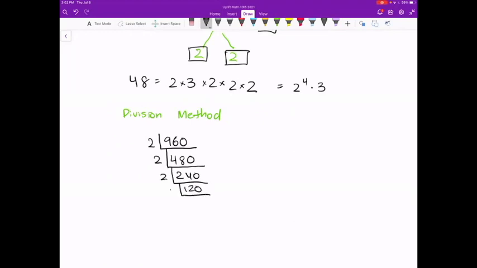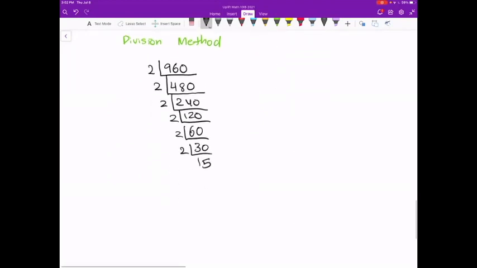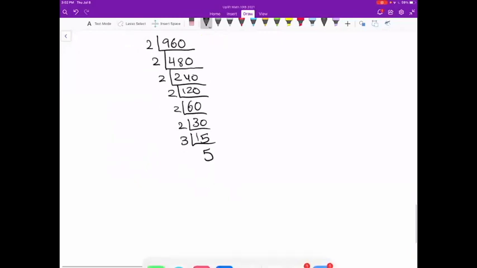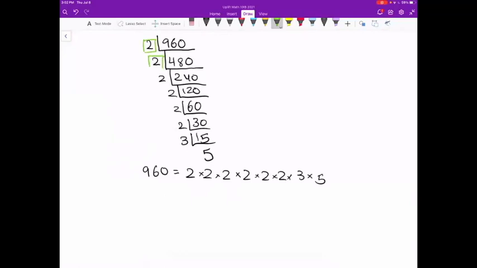120. And then we can do it again, and it gives us 60. And again, and it gives us 30. And again, and it gives us 15. And now we see that we can't divide by 2, but we can move on to the next prime number, which is 3, and it is divisible. And it gives us 5 at the very end. And we know that 5 is a prime number, so the entire thing stops here. Those numbers on the side and the very last number are the prime factorization of 960. So it is these numbers that are the prime factors.